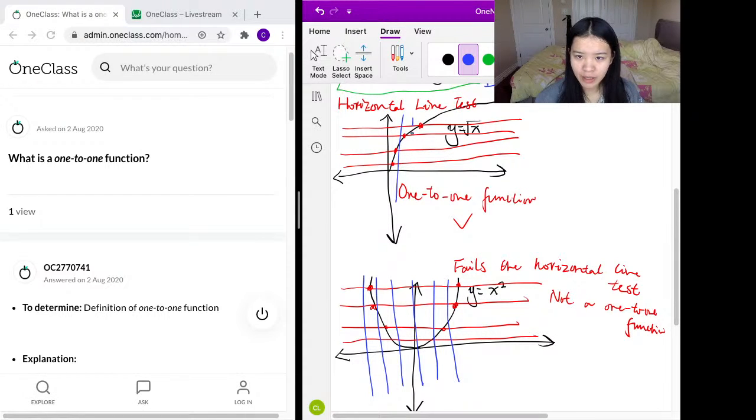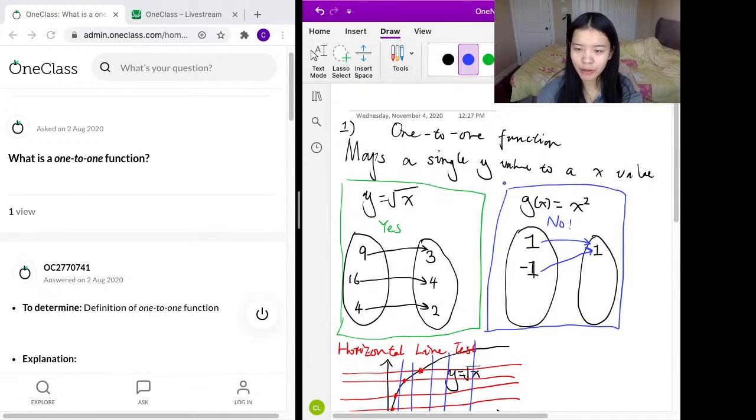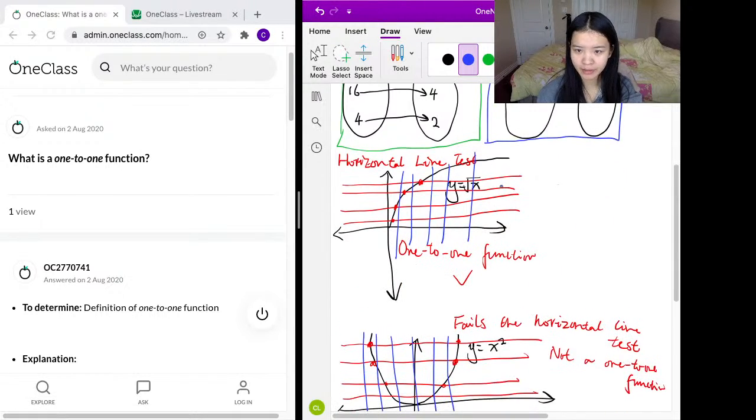And you can see that y equals the square root of x also passes the vertical line test. That means it's also a function, which makes sense, because if it's a one-to-one function, then it's a function. So the idea is that only one-to-one functions pass the horizontal line test, but all functions pass the vertical line test. So that's the concept of one-to-one functions and how to find whether a function is one-to-one.